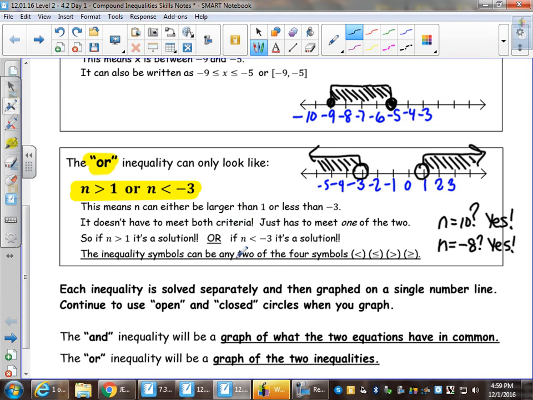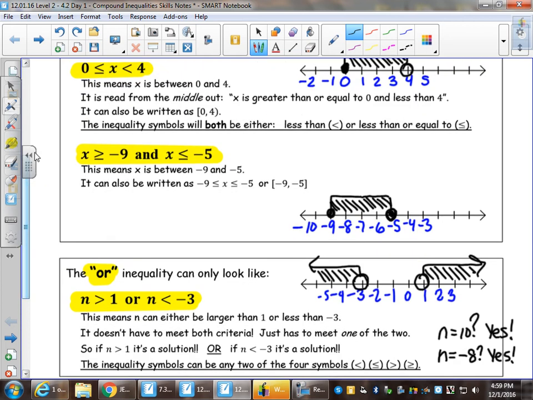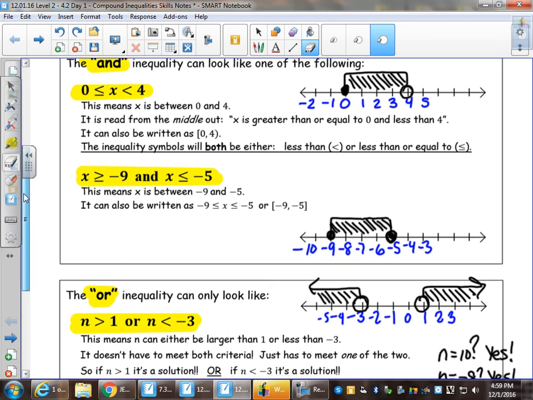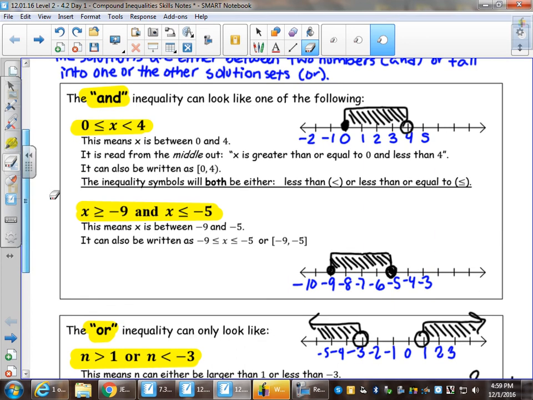And the inequality symbols can be any two of the four symbols. It could be any combination of any of the possible inequality signs. That's different than the and situation. Up here, for and, when it's written this way, in this particular notation, they both have to be in that direction. If it's written with the word and, then it could be a combo. But I would again recommend you think back to set notation on that.